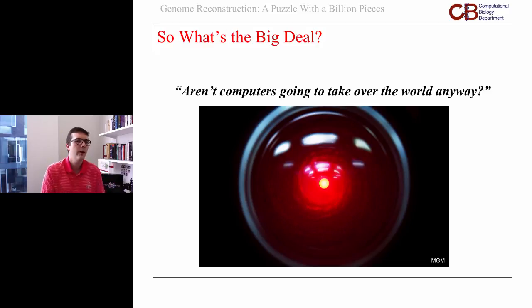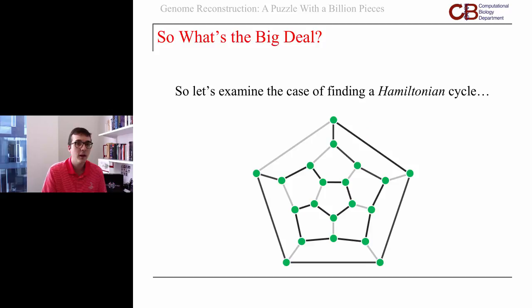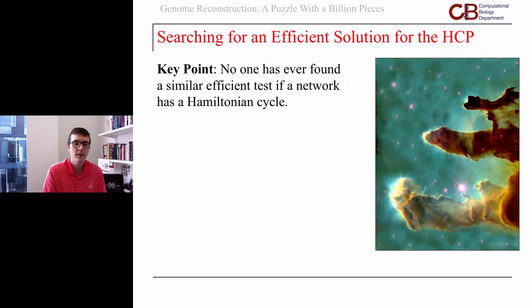Well, I mentioned the Eulerian cycle problem. I didn't say anything about Hamiltonian cycle. And if we look at the case of solving that problem, the key point there is that no one has ever found a similar efficient test of whether a network has a Hamiltonian cycle or not. That would correspond to Euler's theorem. That gives us a fast way of either finding a Hamiltonian cycle or proving definitively that the graph or the network does not have one.